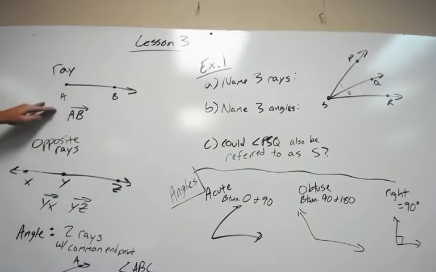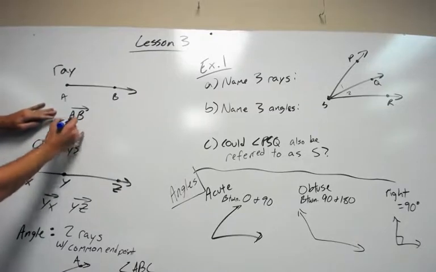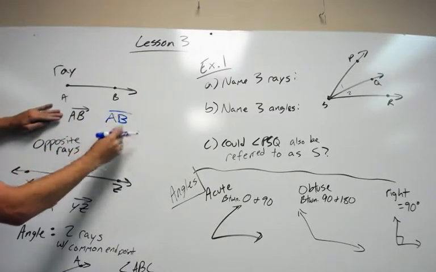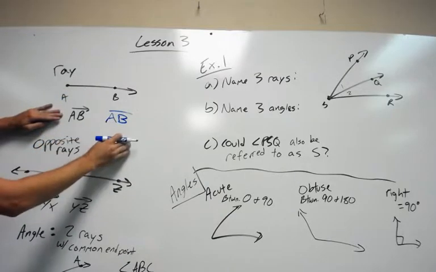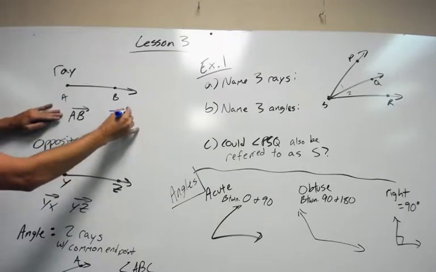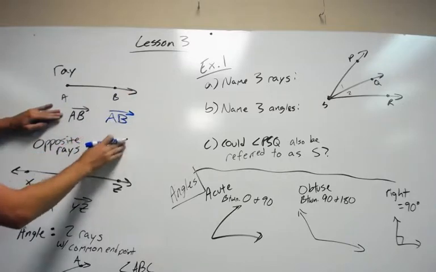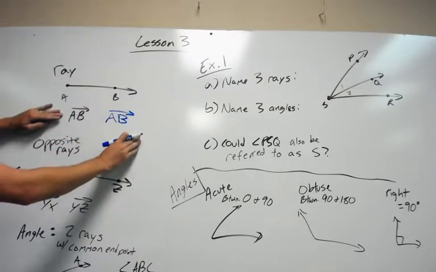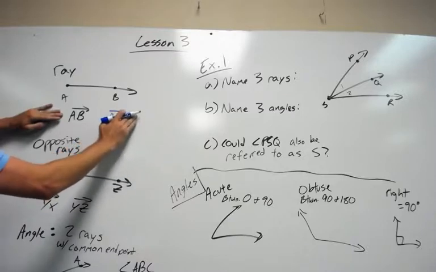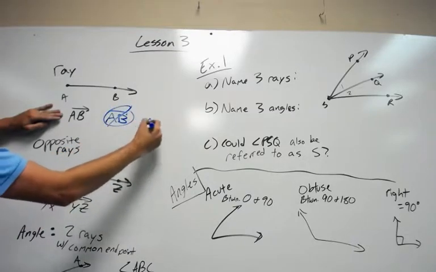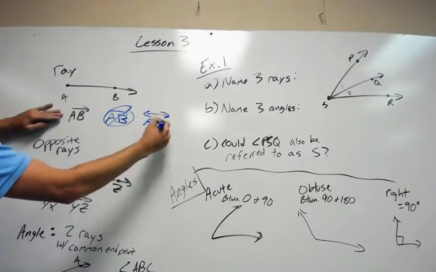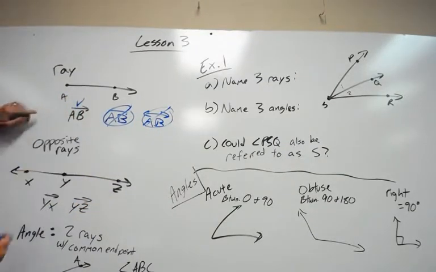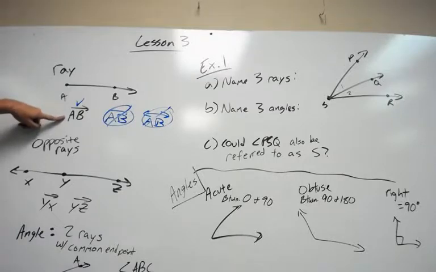How you label a ray is like so. If you label it like this, that's a line segment. That's not what we have here. And you also want to put the arrow in the direction that it's going infinite. So since B is the infinite side, you put the arrow on that side. Okay? But this would be wrong, and this would be wrong because it doesn't go infinite both directions. So this is your correct way to label a ray.